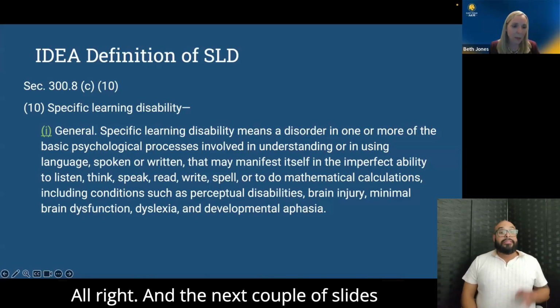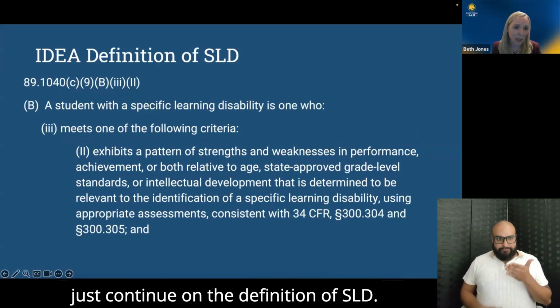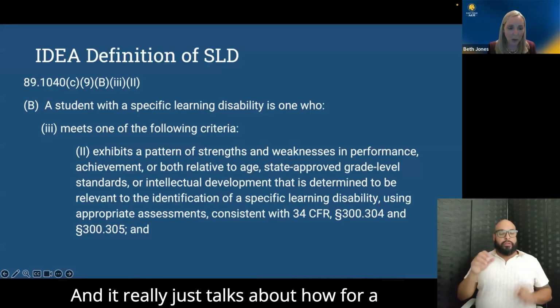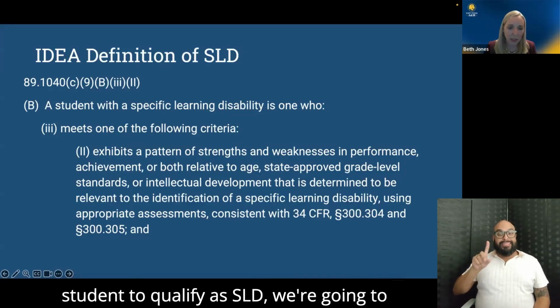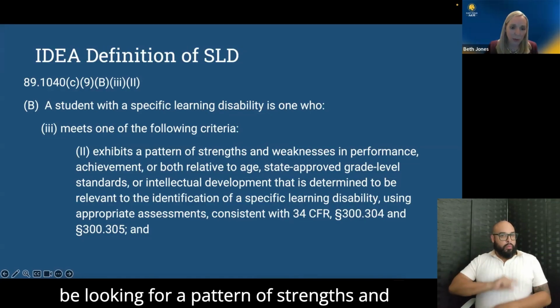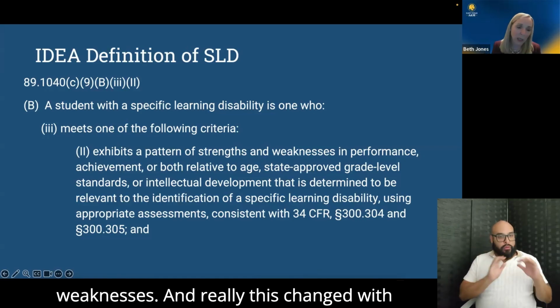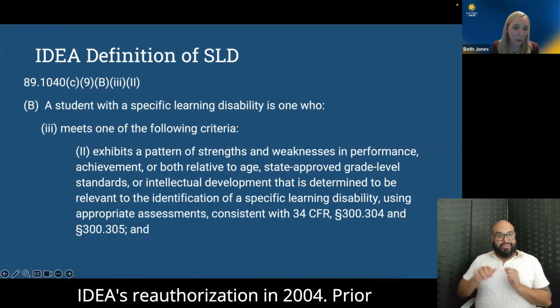All right, and the next couple of slides just continue on the definition of SLD, and it really just talks about how for a student to qualify as SLD, we're going to be looking for a pattern of strengths and weaknesses. And really this changed with IDEA's reauthorization in 2004.